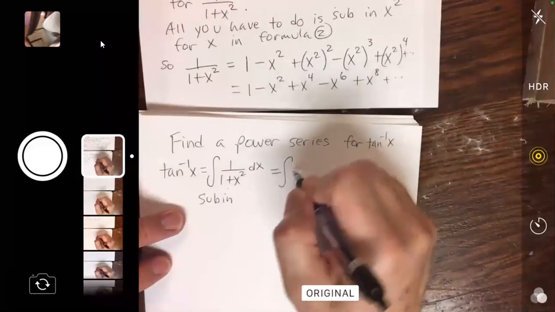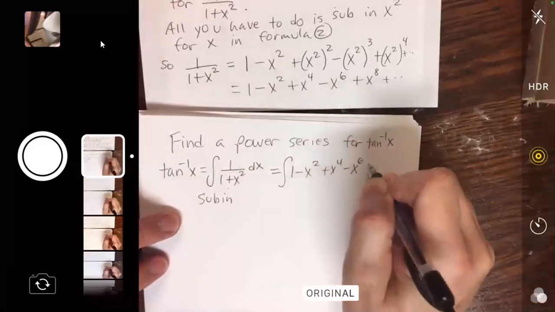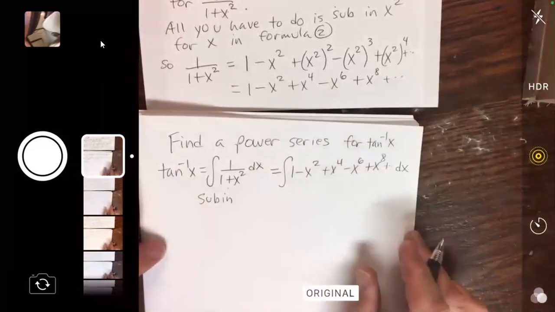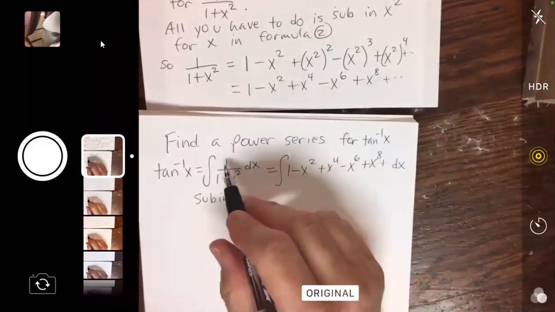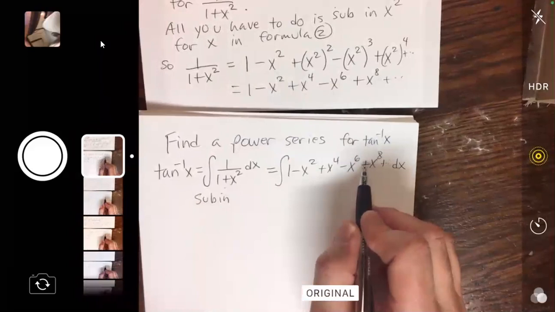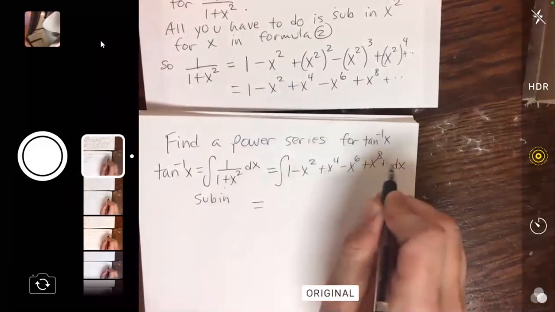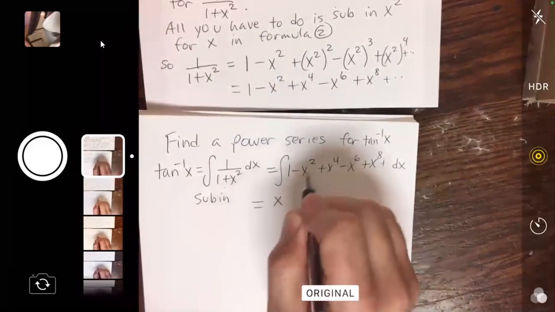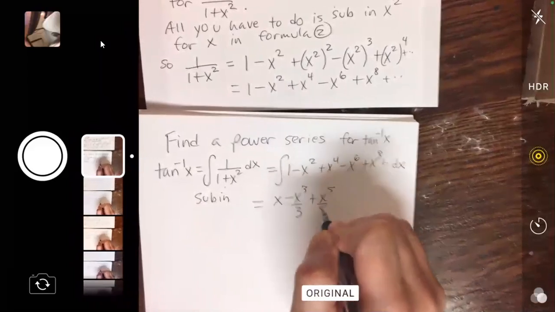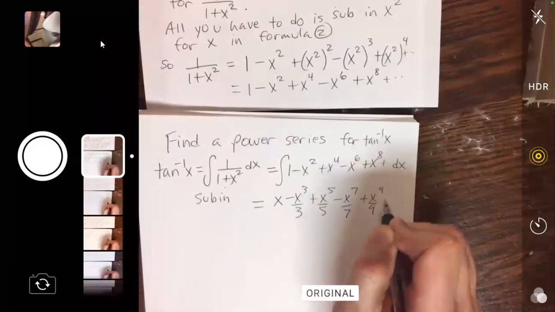So I get an antiderivative of 1 minus x squared plus x to the 4th minus x to the 6th plus x to the 8th dx. And you see, you've converted this to working by straight polynomial rule. So antiderivative on all these individual pieces, 1 brings back the x, you'd have x cubed over 3, x to the 5th over 5, x to the 7 over 7, plus x to the 9 over 9, and so on.